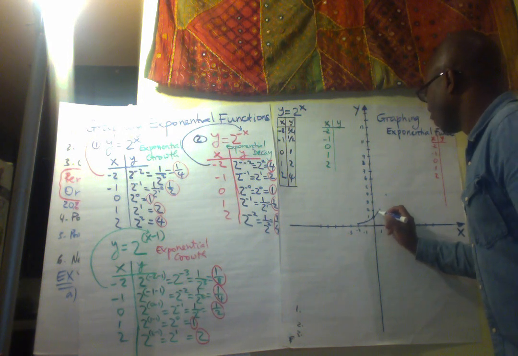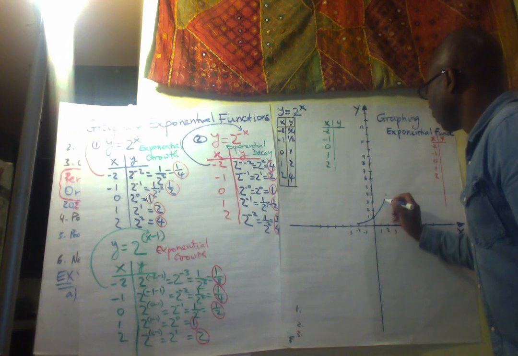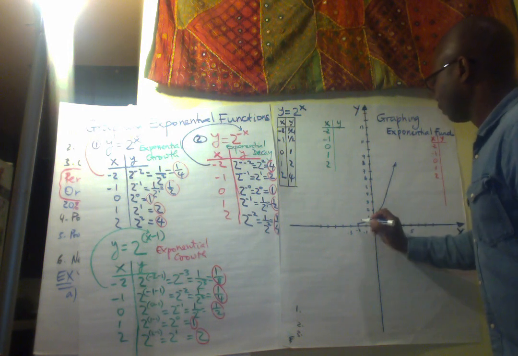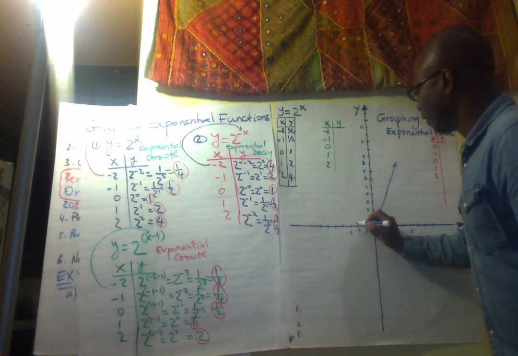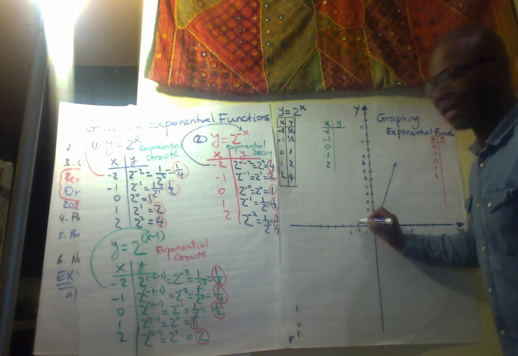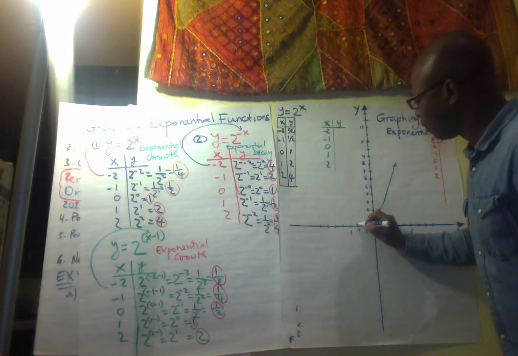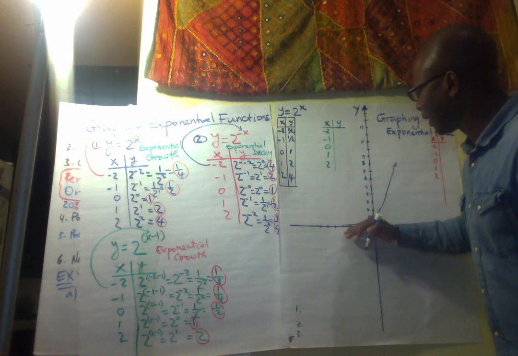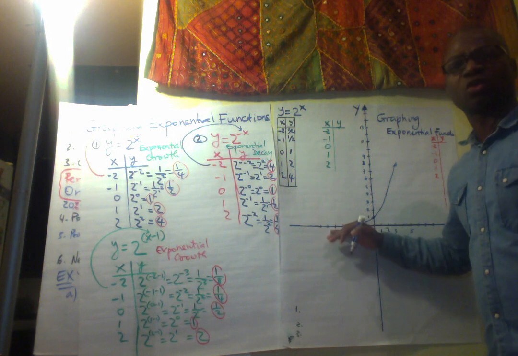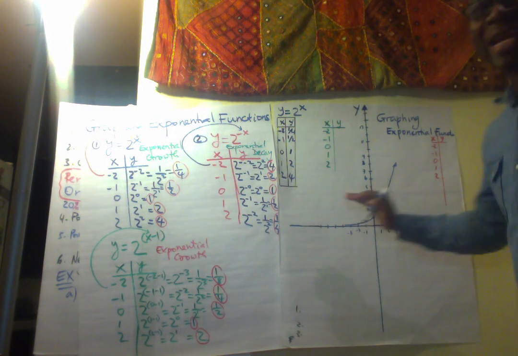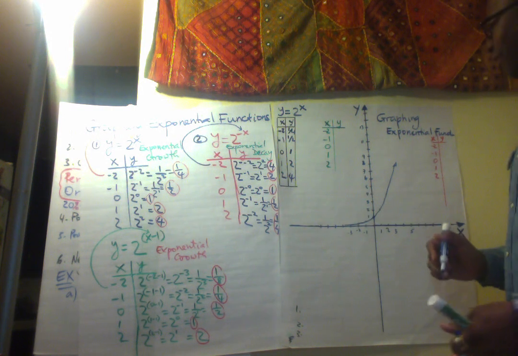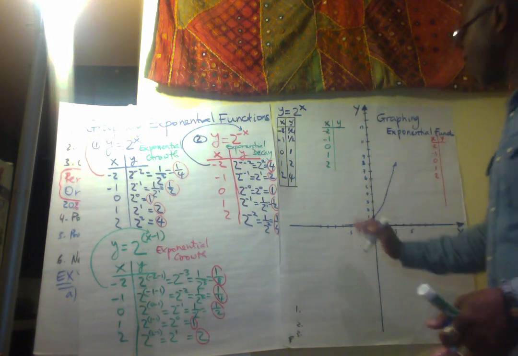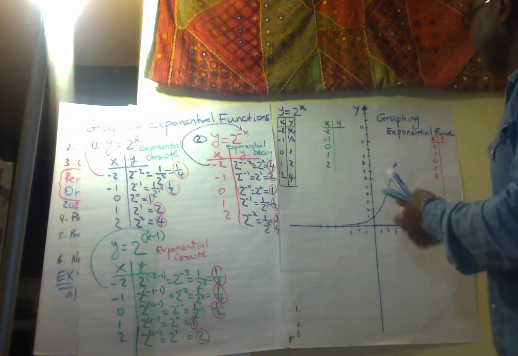Okay. So we can connect these points, and we have a nice, smooth exponential growth. And as we take more and more negative values, you see that this will be going down, down, down, getting closer and closer to the x-axis, but it will never touch it. We call that later on the asymptote. It's never going to touch it.